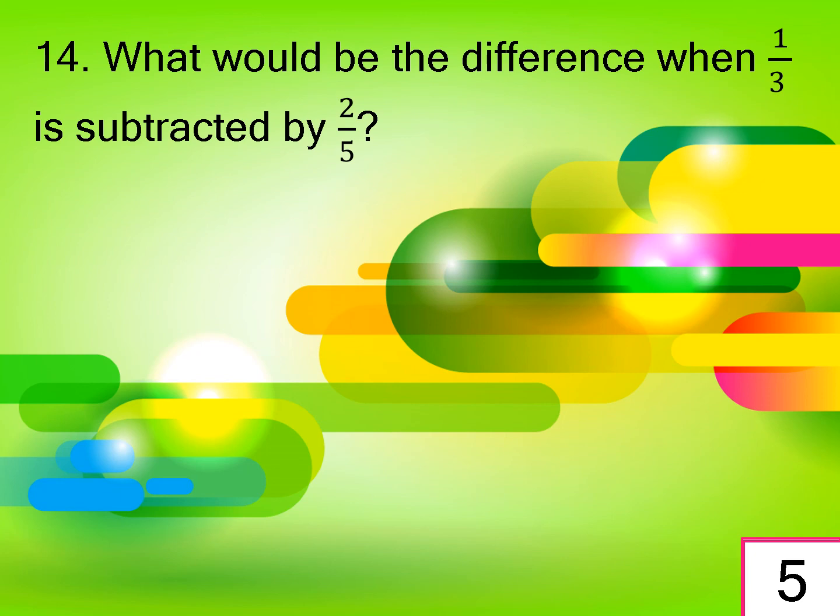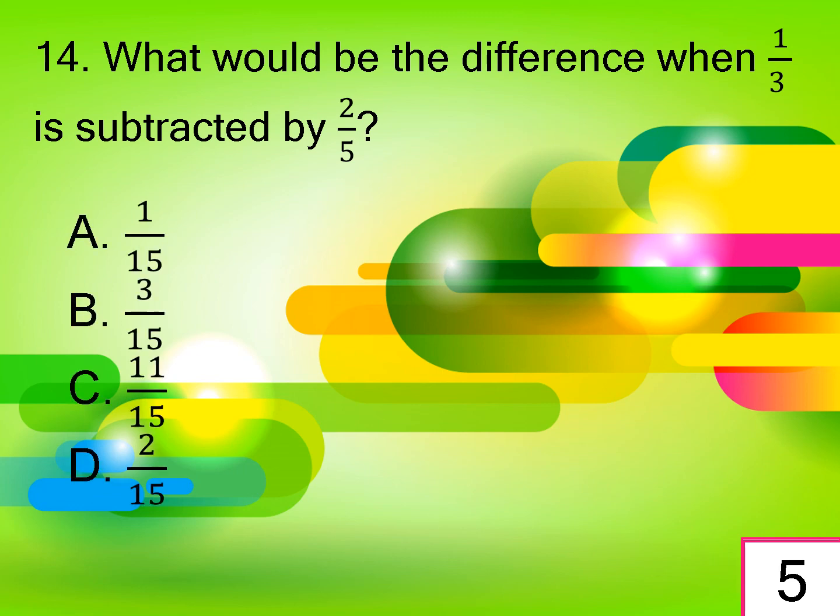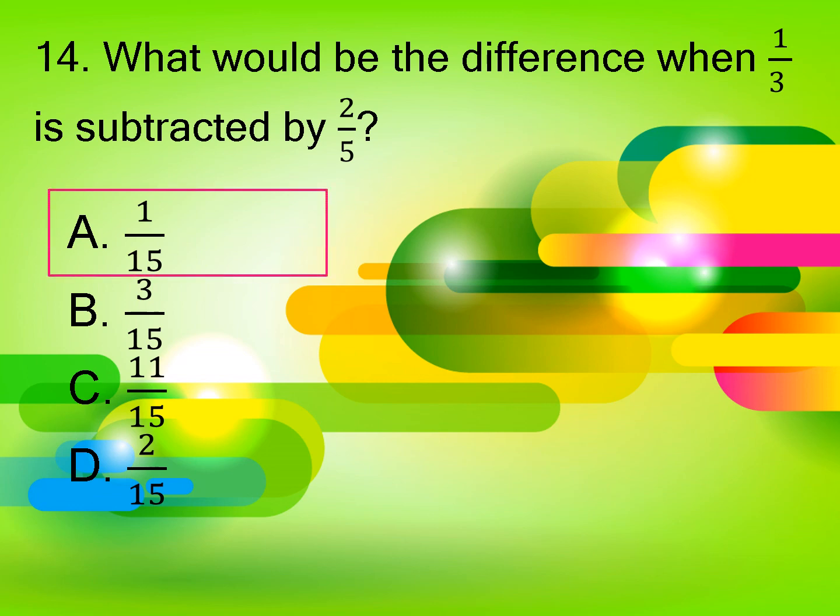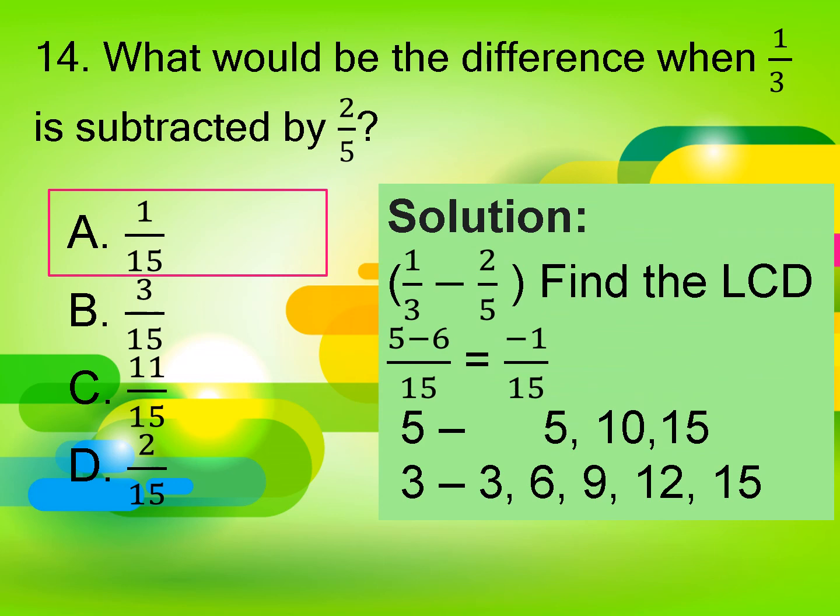Number 14. What would be the difference when 1/3 is subtracted by 2/5? Is it A, 1/15, B, 3/15, C, 11/15, or D, 2/15? Timer starts now. The correct answer is letter A, 1/15. Here is now the solution.